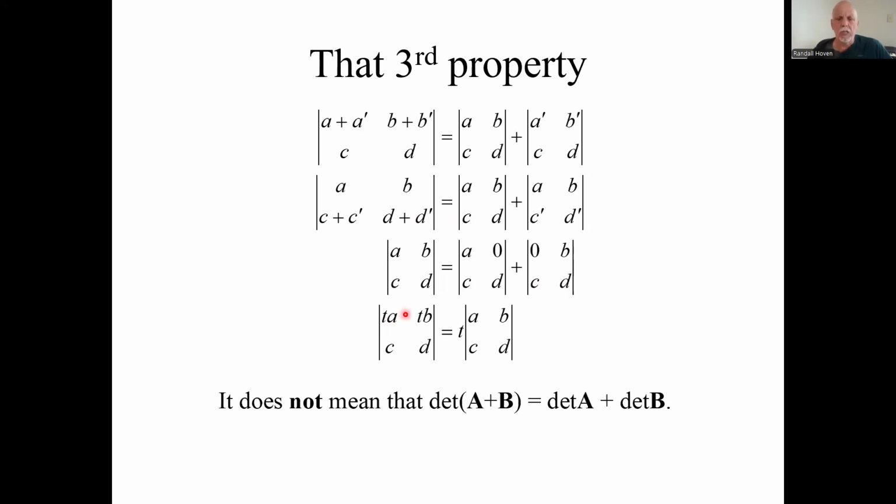Or if you multiply a given row by a constant, it's the same as multiplying the determinant by that constant. If you multiply a given row by a constant, say p here, then it's the determinant of the original matrix times that p. It does not mean this. It does not mean the determinant of a sum is the sum of the determinants. This takes some thinking to really understand it. You might want to come back to this chart.